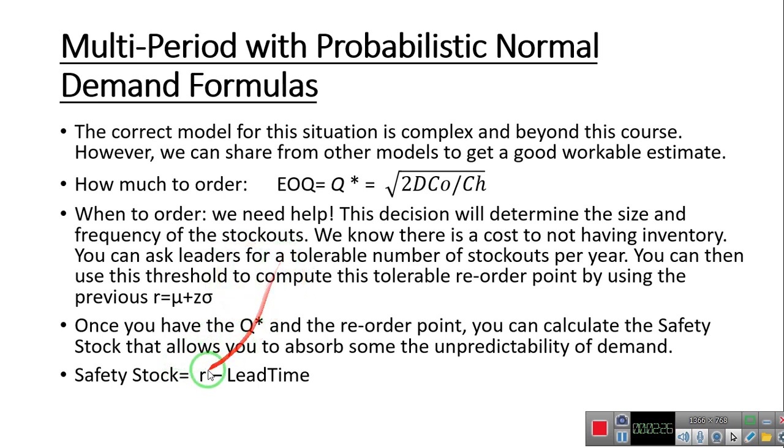Once we have all of that, we can actually calculate the safety stock. The safety stock is the stock that you would have between the time that you put an order and the time that you receive the order, because of course you're still selling during that time. That's going to be equal to the ordering point, the amount that you have in hand, minus the amount of inventory that you're going to use during that lead time. That's going to give you the safety stock.